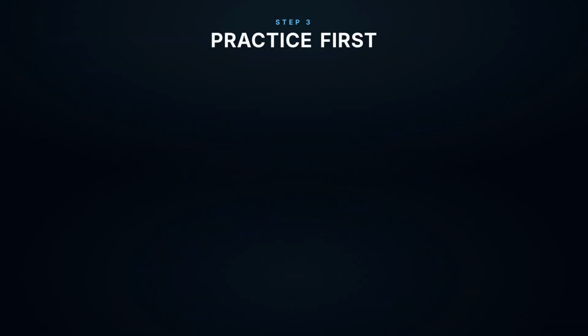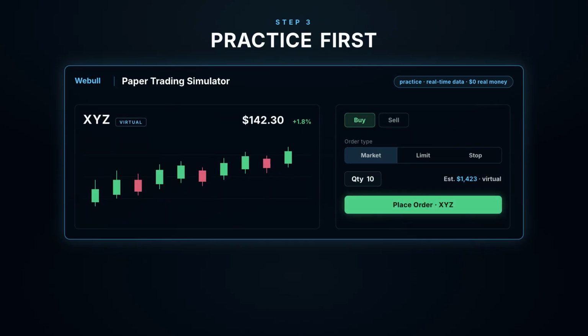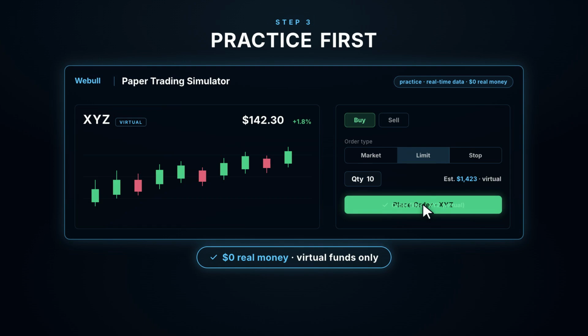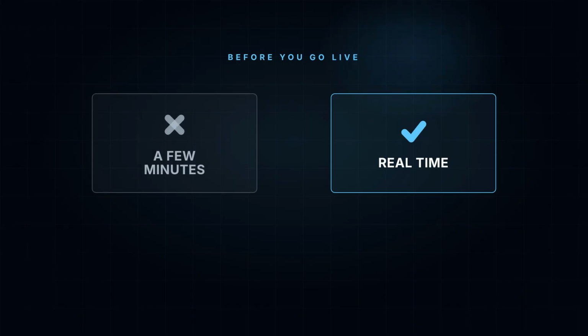Step 3. Practice before you risk anything real. This step genuinely matters more than people give it credit for. Webull's paper trading simulator gives you a full-featured, real-time data experience, letting you place trades, test different order types, and get comfortable with how the platform actually works, all without a single real dollar on the line. Spend real time here, not just a few minutes, before moving on to live trading.